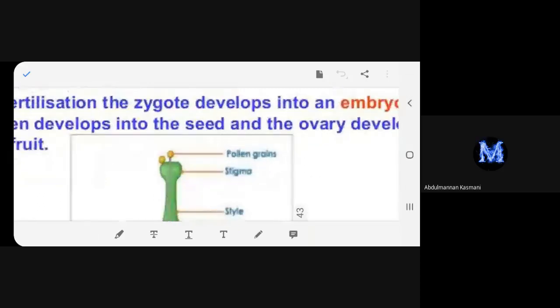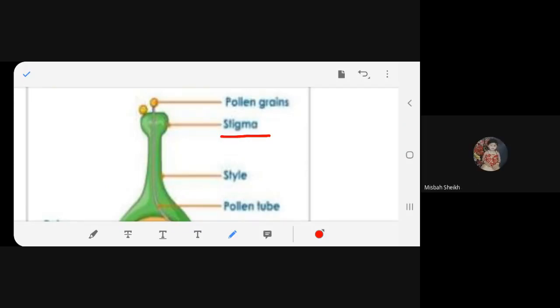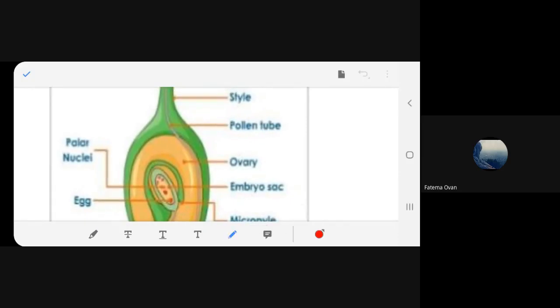Now we'll see over here. This is the pollen grain. Pollen grain is on the stigma, okay? This portion is called the style. You agree with me? You can see the pollen tube down. We'll go one by one, right? The whole thing, this portion, is known as the ovary?